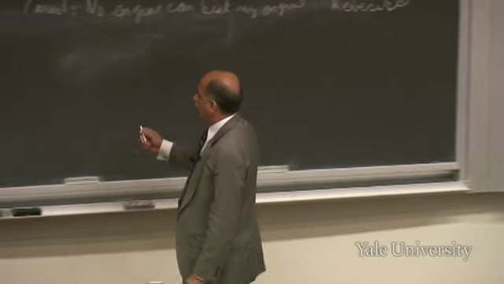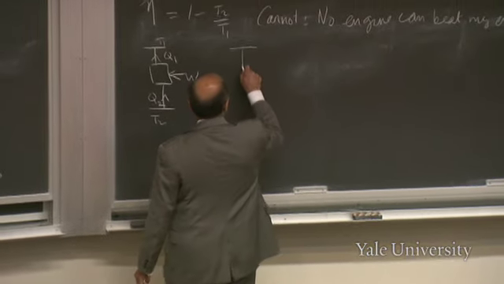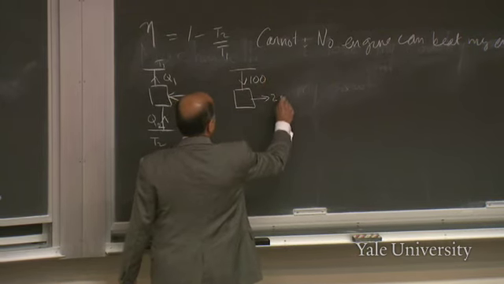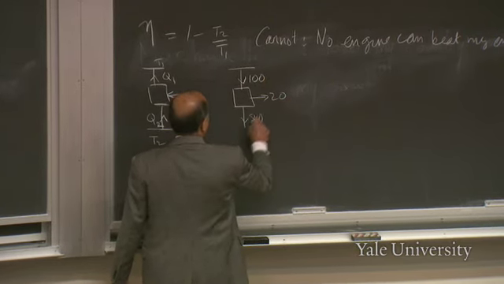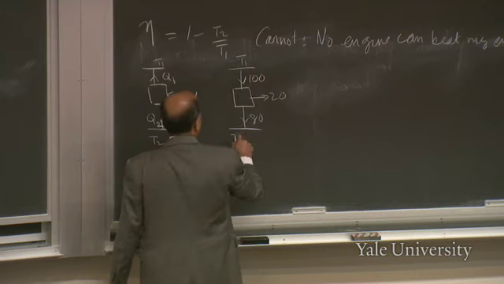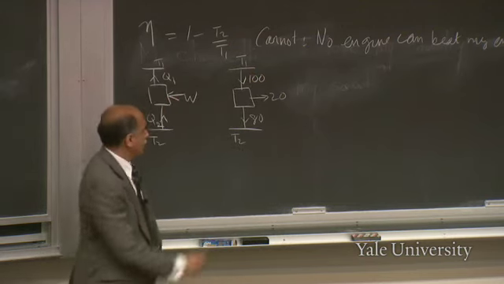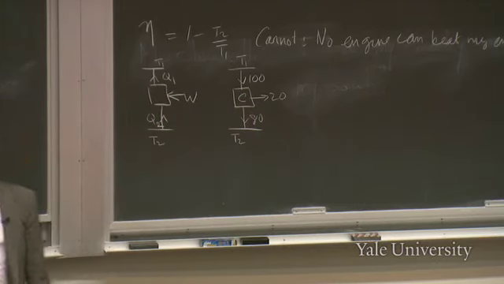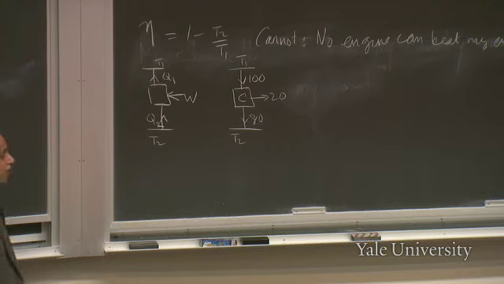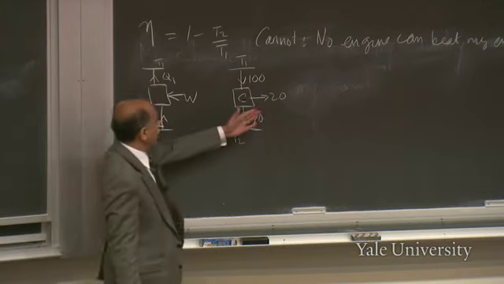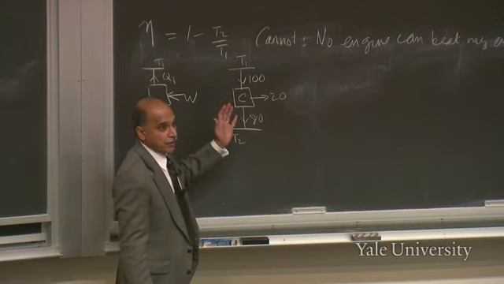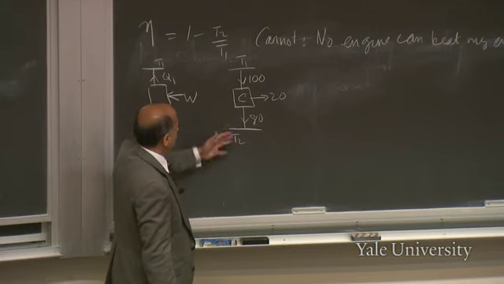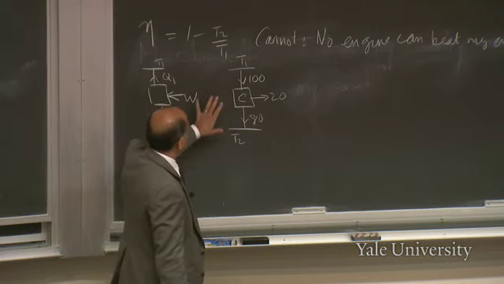So let us say a Carnot engine takes some heat, say 100 calories, delivers 20 calories in work, rejects 80 calories. It's operating between some two temperatures, T1 and T2. This is the Carnot engine. I'm taking a particular example where the efficiency is 1/5. So 1 minus T2 over T1 should be 1/5.